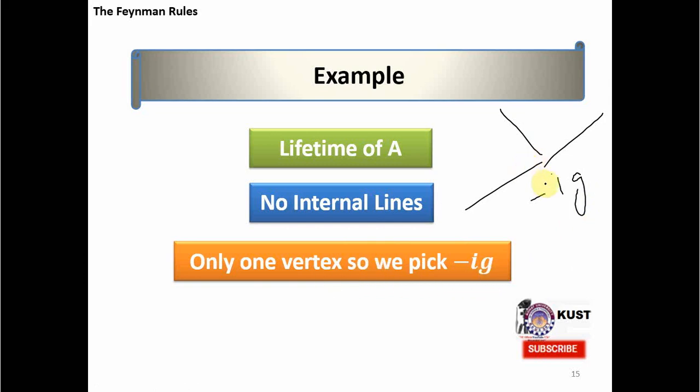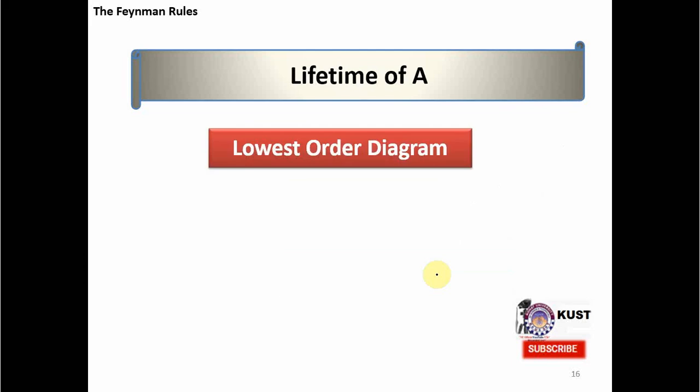Remember that this was the rule: after labeling the lines, you have to pick the factor minus Ig for each vertex. Since we have only one vertex involved, we have to pick only one factor minus Ig. Okay. Once we have done this, the next thing is for the lowest order diagram.